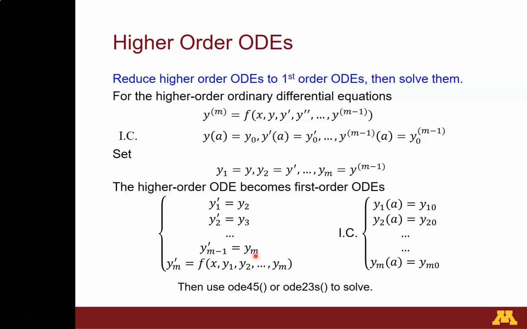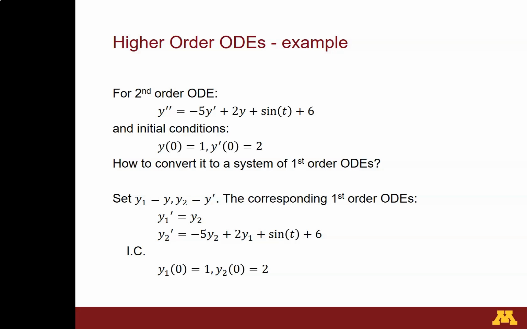Accordingly, we need to convert the initial condition. Because y equal y1, right, here, so now it becomes y1 at a equal y10. y10 actually here is y0. And once we derive the others, then we can use the ODE function, ODE45 or ODE23s, to solve these ODE equations.